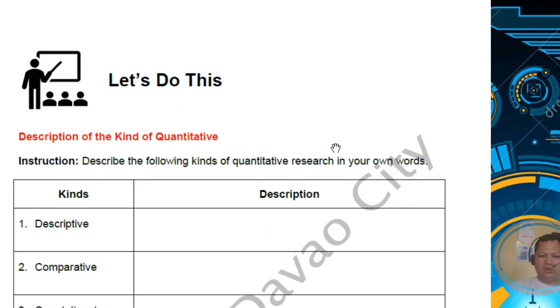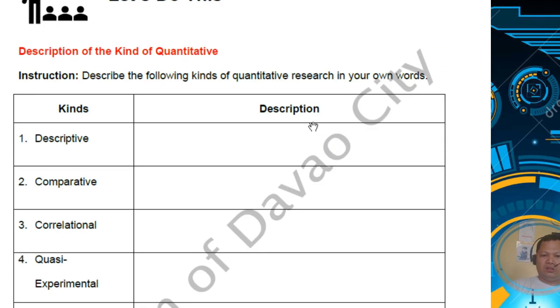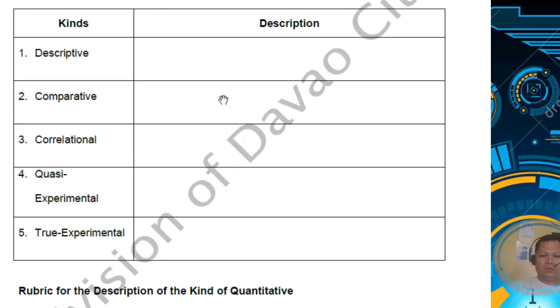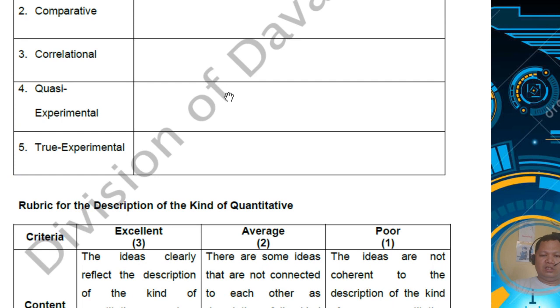Let's do this. I want you to answer this. Describe the following kinds of quantitative research in your own words. Just write your answer. You type this. You just copy this table in Microsoft Word. Then I can email this to the link that I will post on the screen. Make sure you write your name and module number in the file name of the Microsoft Word. Email it to my email account.